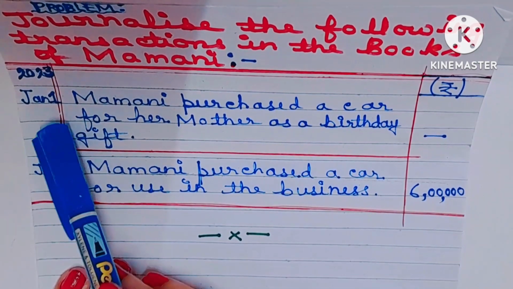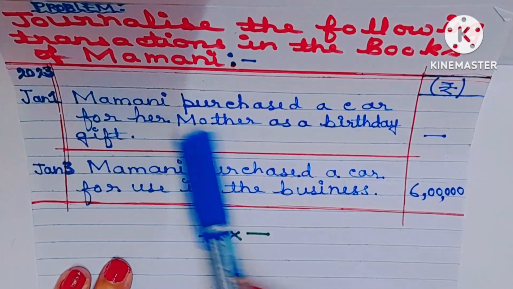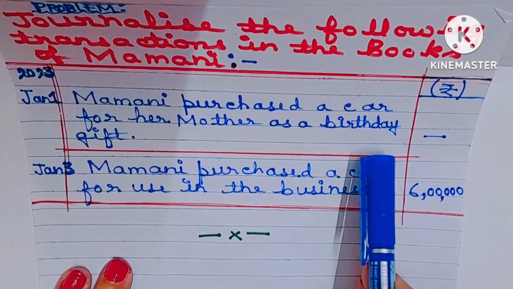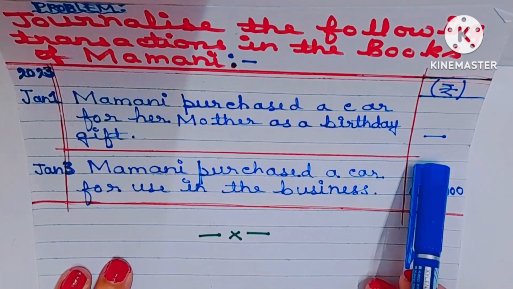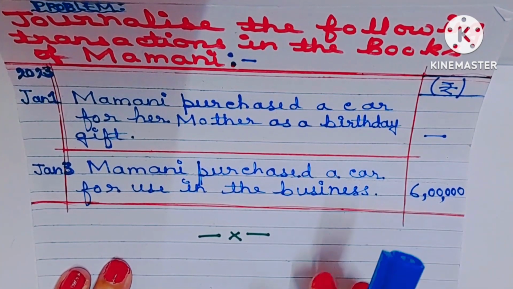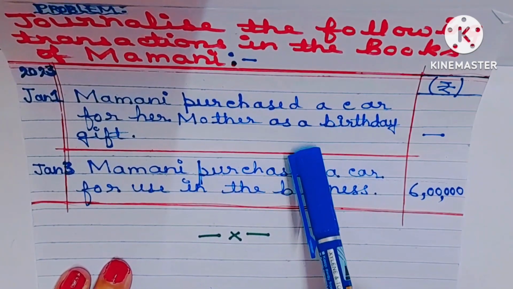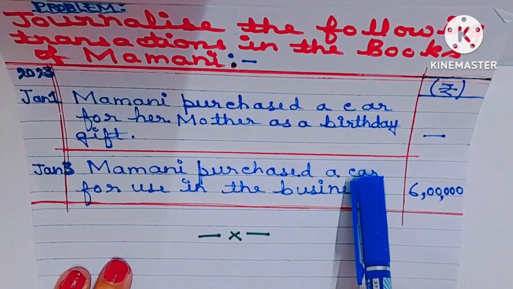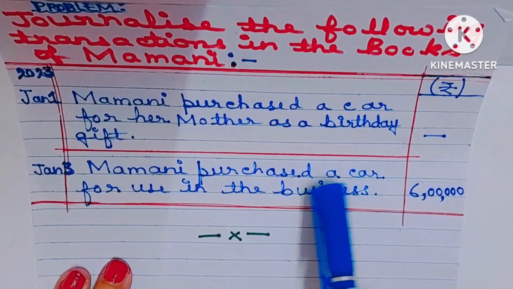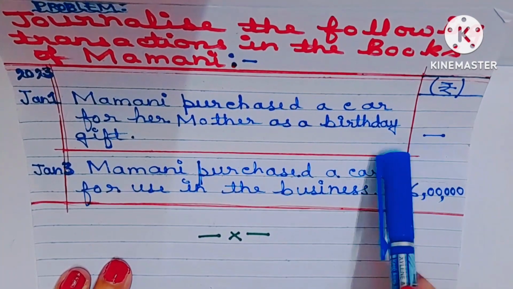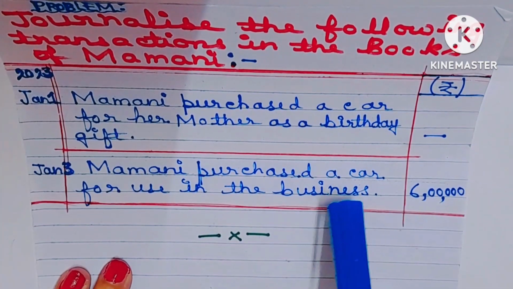1st January 2023, Mamuni purchased a car for her mother as a birthday gift, but there is no money value attached. So this is not a transaction. We cannot record this in journal. Why? Because this is not a transaction. This cannot be measured in terms of money. See, there is no money value attached. This is just an event.